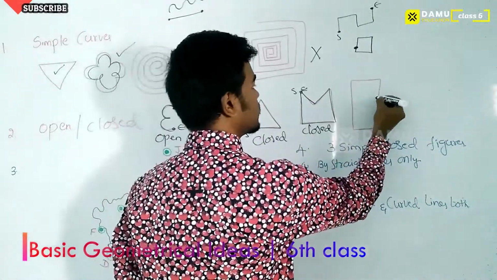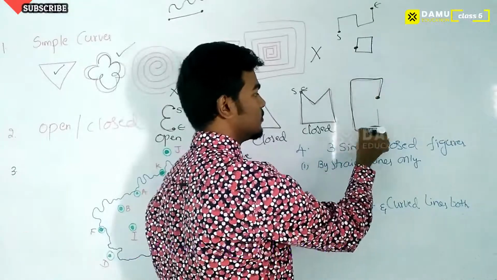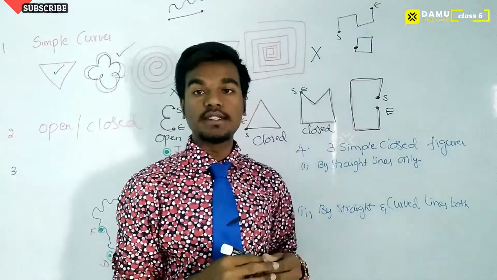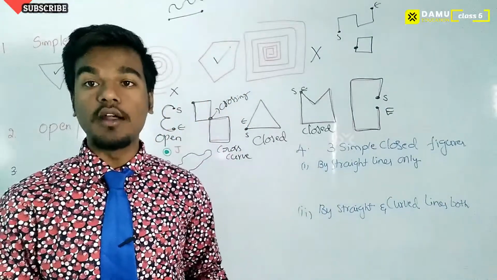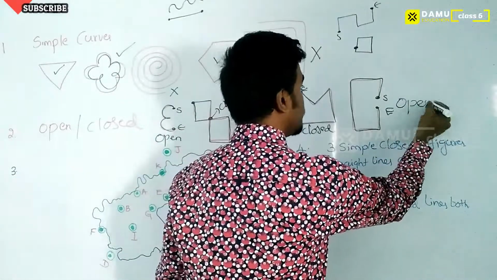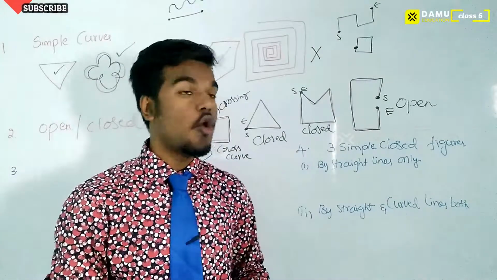So here let's take starting here and going like this. This is the start, this is the end. What kind of curve is it, closed or open? It's obviously an open curve. Why? Because there is no matching of starting and ending positions for that curve, so that is an open curve.